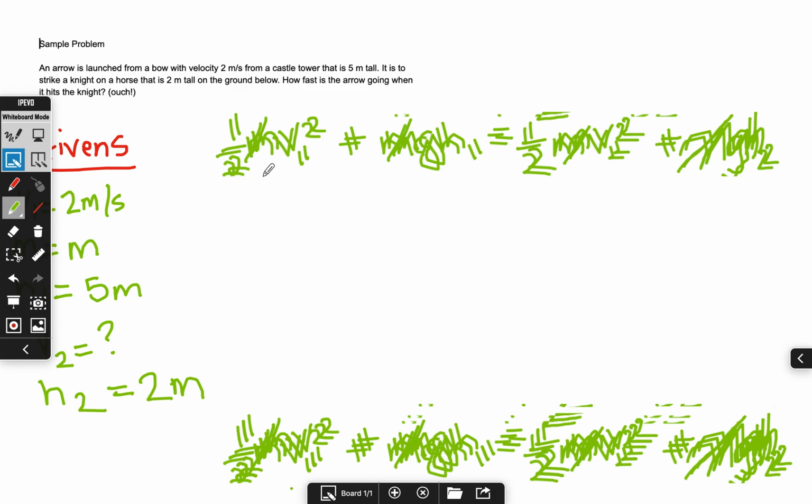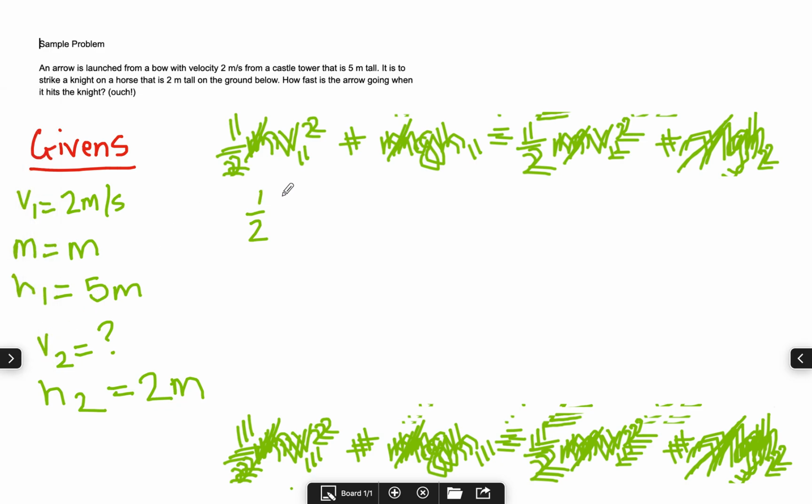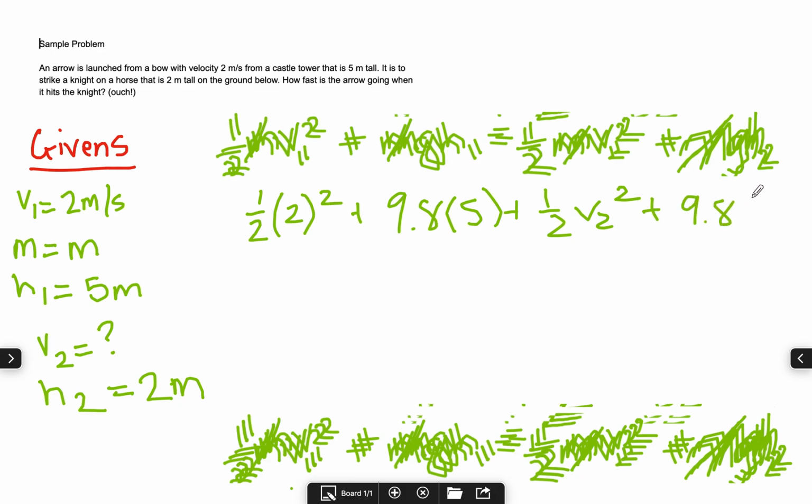Okay, so anyway, I'm just going to replace the values here. So this is going to be half of 2 squared plus 9.8 times 5 equals half v2 squared, which we don't know, plus 9.8 times 2, that's the height. And then you're going to solve for this. So this is approximately 2. This is approximately 50. This is a half v2 squared. This is approximately 20.